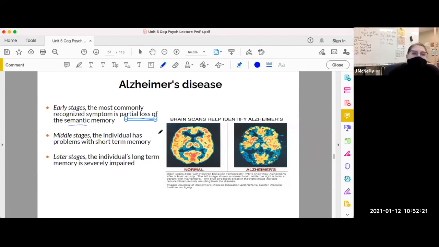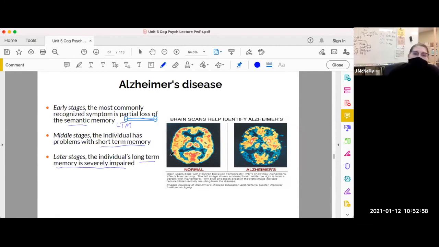Then you have the middle stages where their short-term memory, in addition to their long-term memory, starts being affected. So they may forget where they are. They may forget who they're talking to. Okay, so you may have some symptoms of Alzheimer's where someone suffering from the disease is talking to somebody and they mistake them for their spouse, or they mistake them for a sibling who has already passed away. And then in the later stages, that's when you get the more severe symptoms where their long-term memory is severely impaired, and so they start losing touch more and more with reality.